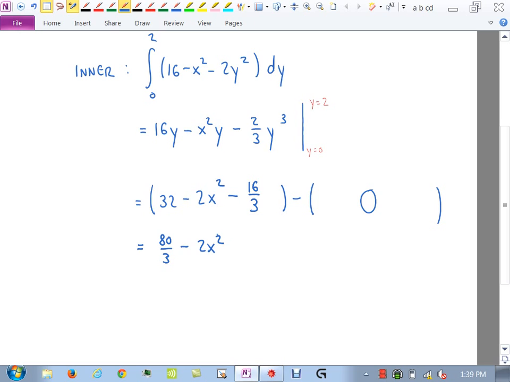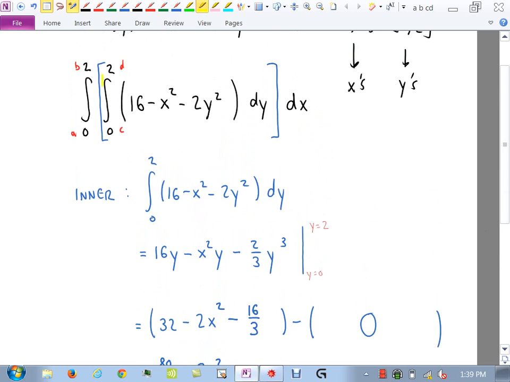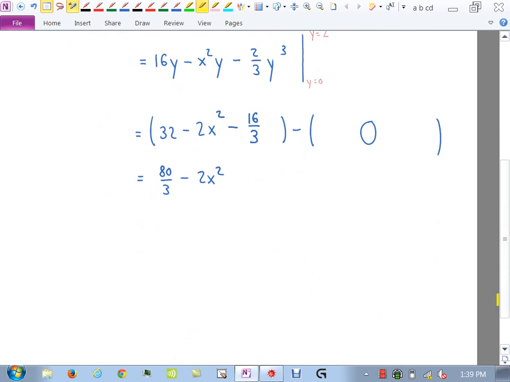So now what I need to do is go back up, and basically this part in here is going to be replaced with what we just got. So here's where I am now. Integral 0 to 2, but I'm replacing the inside with 80/3 minus 2x squared d what? Dx.